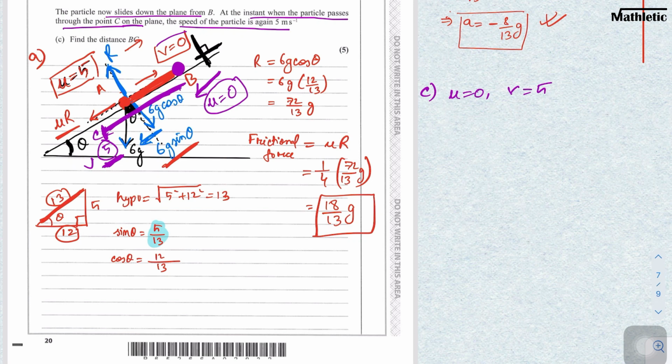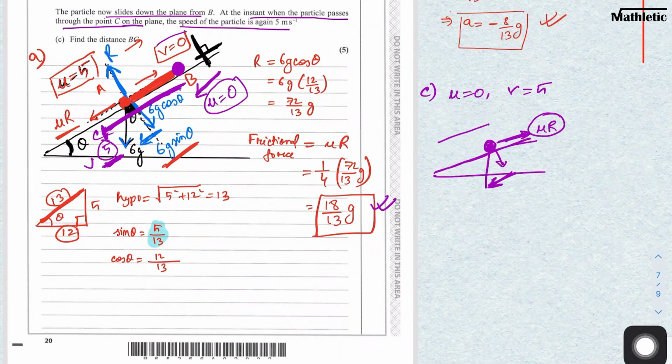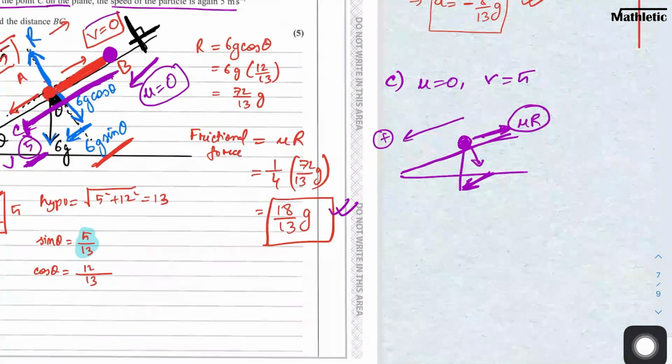So the forces here, the values are the same. The frictional force is still 18/13 g because the reaction force is the same, the mu is the same. But the point is, now that the particle will move down the plane, the frictional force will act up the plane. So the frictional force is now up the plane. And the component of the weight which acts down the plane is still acting in the same direction. So now the particle will move down the plane. I will select this direction as the positive one.